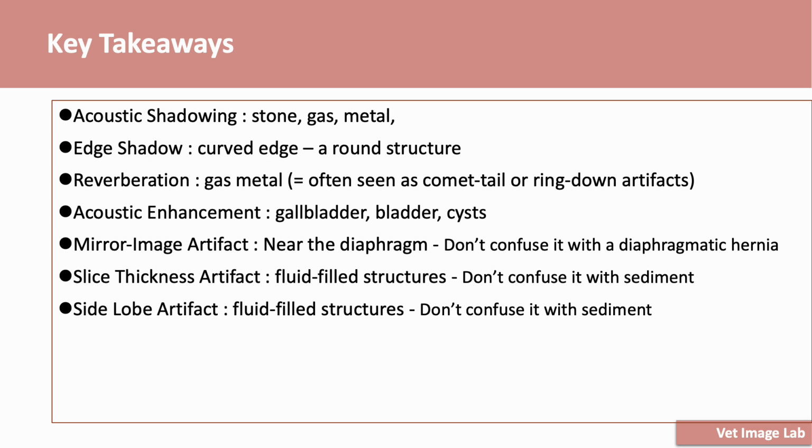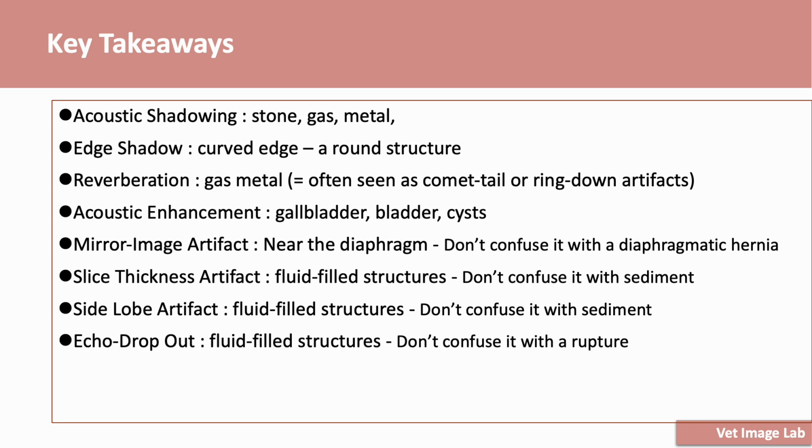Slice thickness artifact and side lobe artifact can be seen in fluid-filled structures like the bladder, and make it appear to contain sediment, so be cautious not to misinterpret them as pathology. Echo dropout causes reduced echogenicity in the wall of fluid-filled structures, which can make the bladder or gallbladder wall appear thinned or disrupted. Avoid mistaking it for rupture.